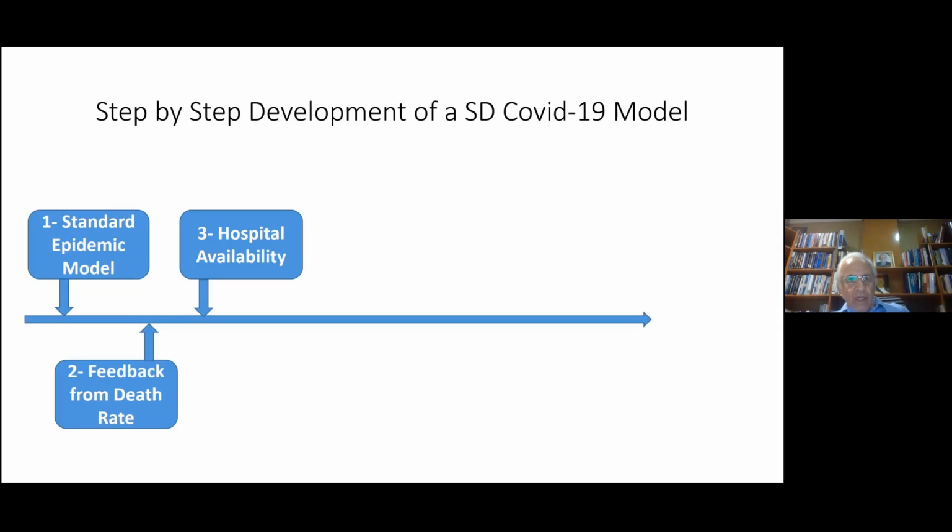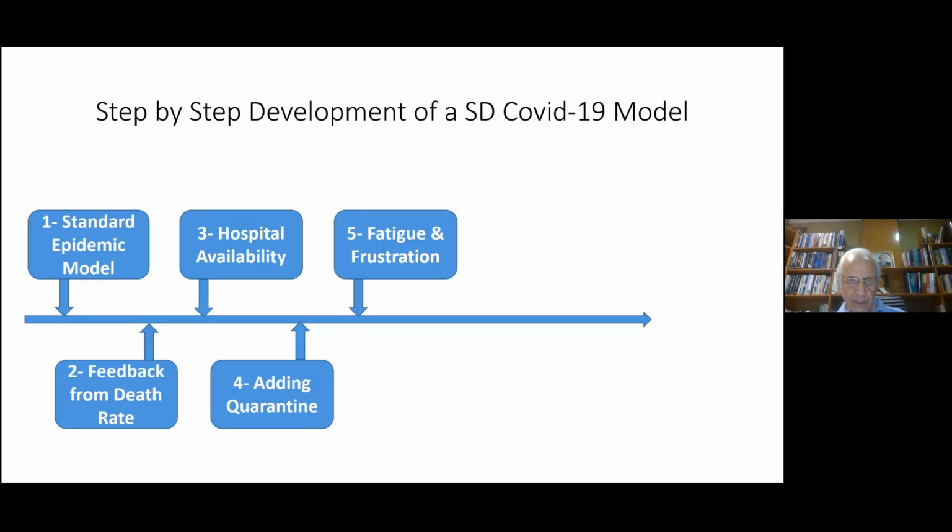Then we have hospital availability. In the communities where hospital capacity is not adequate, people who cannot get to hospital will affect the death rate and recovery rate. So we capture hospital availability for those societies. Then we add quarantine. Symptomatic patients might go to quarantine to decrease their contacts with the susceptible. So that is another part of the structure.